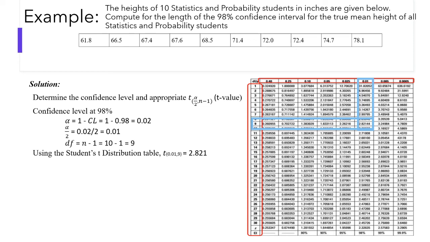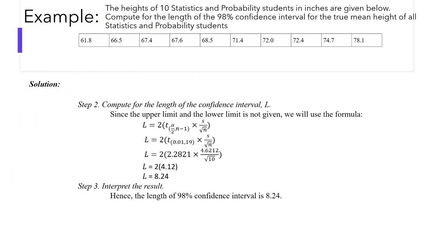Using the Student's t distribution table, our t sub 0.01 and 9 is equal to 2.821.